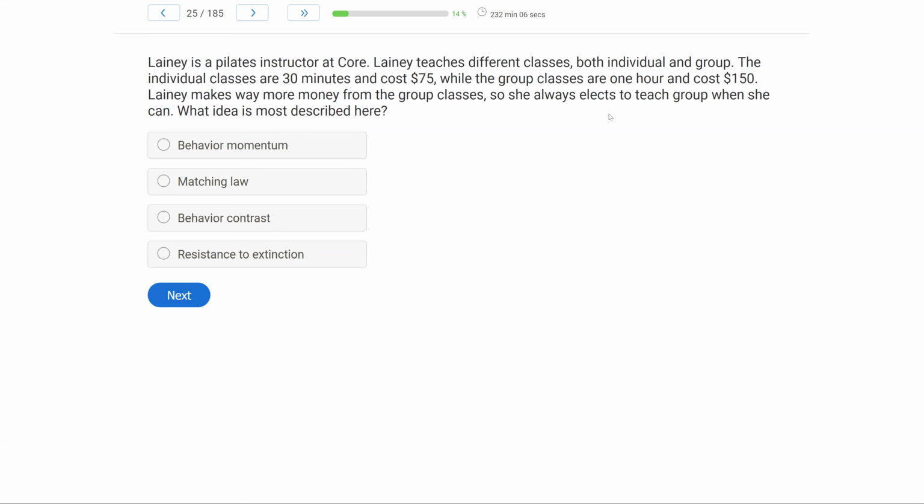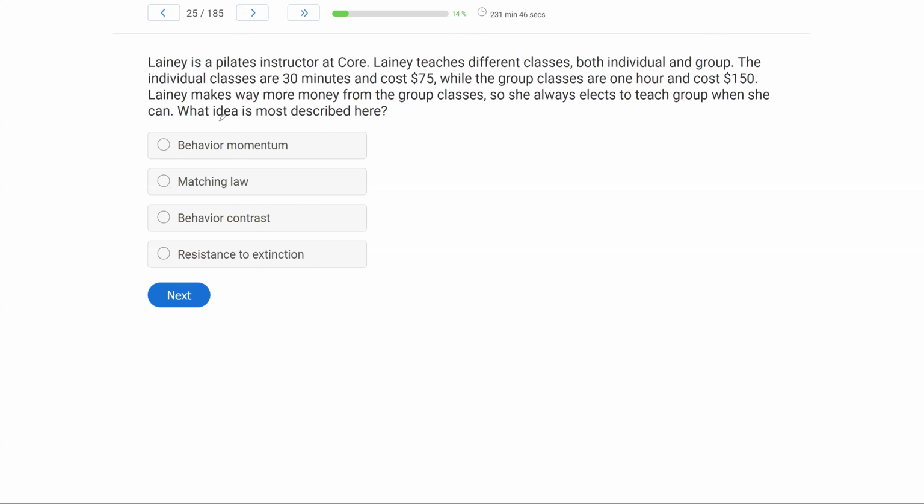Lainey is a Pilates instructor at Core. Lainey teaches different classes, both individual and group. The individual classes are 30 minutes and cost $75, while the group classes are 1 hour and cost $150. Lainey makes way more money from the group classes, so she always elects to teach group when she can. What idea is most described here?